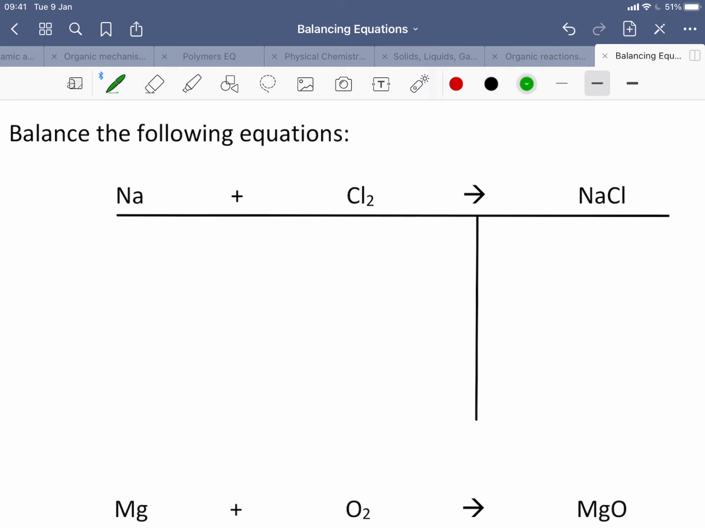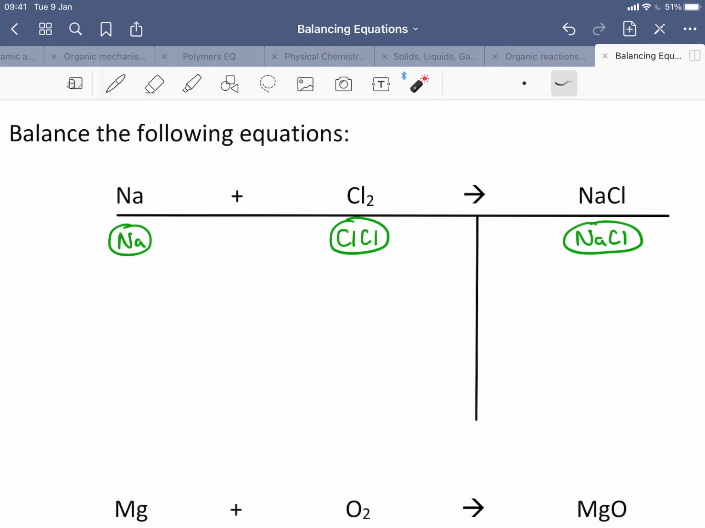So at the moment sodium is just sodium, and there's my bubble. Chlorine is Cl2, so I'm going to write 2 chlorines, Cl Cl. And then I've got NaCl, which is actually, I'm just going to write the same formula for my bubble because it's 1 sodium and 1 chlorine. So this is how we're starting.